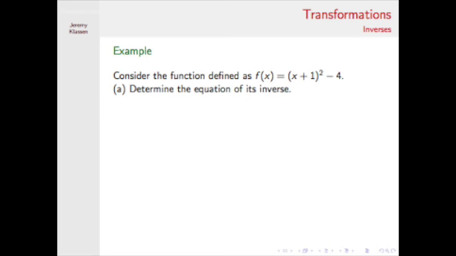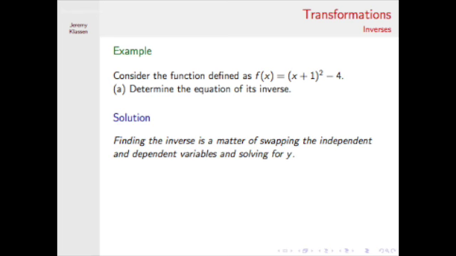So now let's look at another question, and we're going to do a little bit more with this one. Consider the function defined as f(x) = (x + 1)^2 - 4. So the first thing that we're asked to do is determine the equation of its inverse. And once again, you've got to remember that finding the inverse is simply a matter of swapping the independent and dependent variables and solving for y, or the dependent variable.